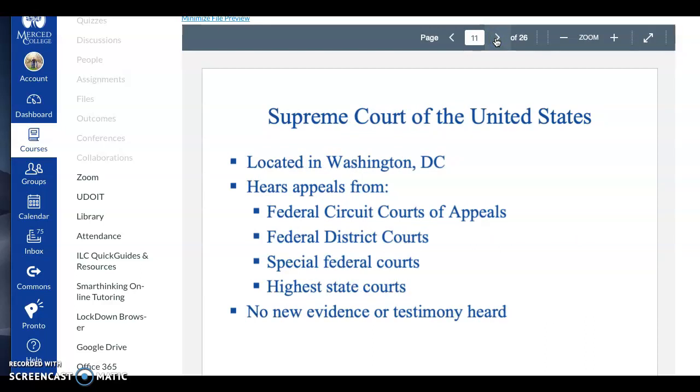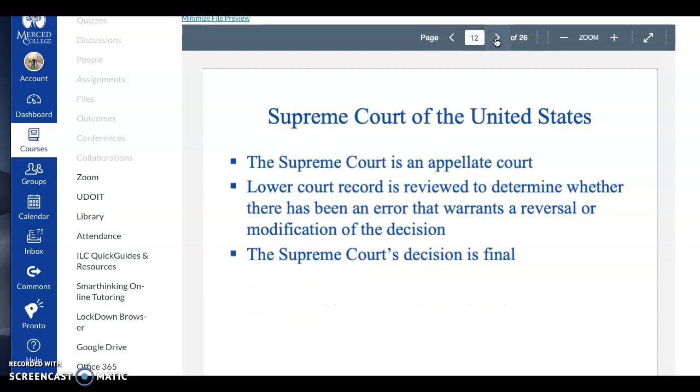And then it goes up to the U.S. Supreme Court. They are located in Washington, D.C. They hear appeals from the federal circuit courts, special circuit courts, highest state courts. Again, no new evidence. They choose how many cases to take, and they only impanel for about 4 months out of the year. The Supreme Court is an appellate court, and the decisions are final.